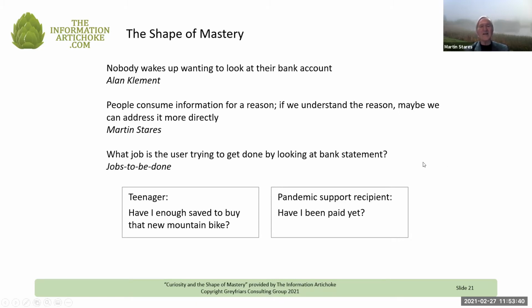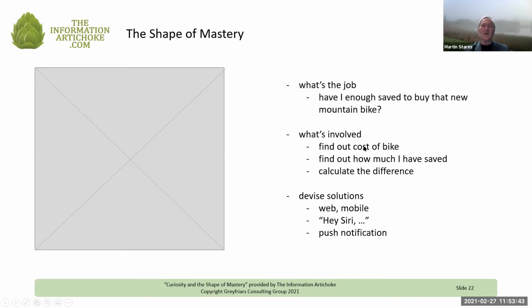So let's take one of them. Let's take the teenager and see how we would work with that. His job is, have I saved enough to buy that new mountain bike? How can he solve that problem? How can he answer that question? He can find out the cost of the bike. He can find out how much he saved. You can calculate the difference. Any apologies needed? I call the teenager he. That's long habit, and sorry if I slip into the gender specific terminology. Anyway, the boy wants to find out the cost of the bike, how much he saved, and calculate the difference.